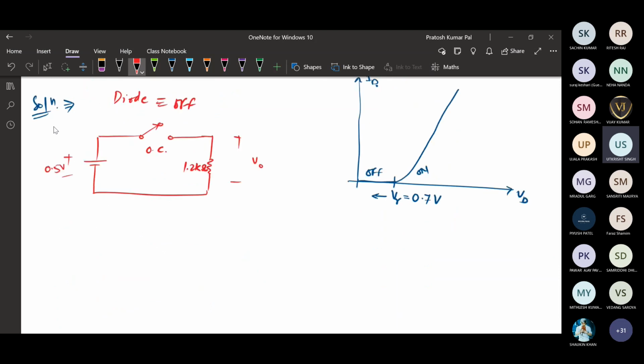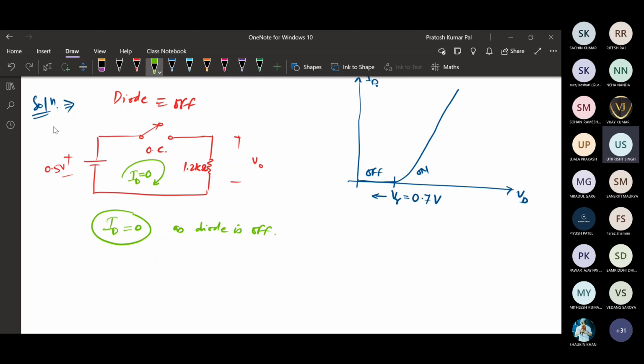so we can just analyze. If the diode is off, that means it is an open circuit. If it is an open circuit, what current will be flowing through this diode? ID flowing through this complete circuit will be 0. Yes, it will be 0. Okay, so the current flowing through this circuit will be 0, as this diode is in off state. So from there we can conclude ID will be 0 as the diode is off.